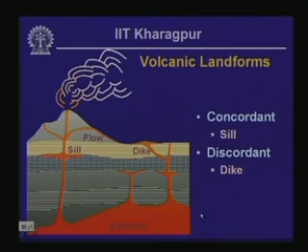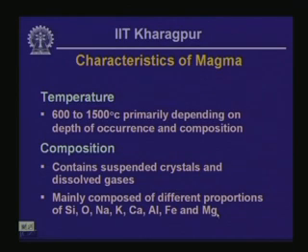And then we move on to the characteristics of the rock forming material, magma. Magma is actually hot partially molten material. It exists at a temperature of between say 600 degrees to about 1500 degrees Celsius. The temperature really depends primarily on the mineralogical composition of the magma, as well as the depth at which the magma exists.